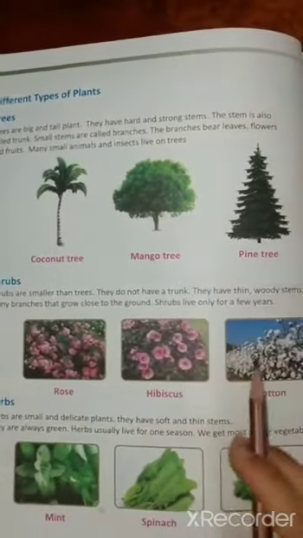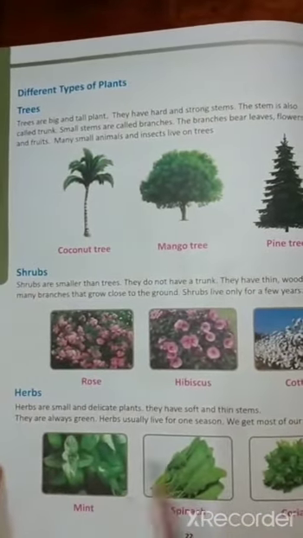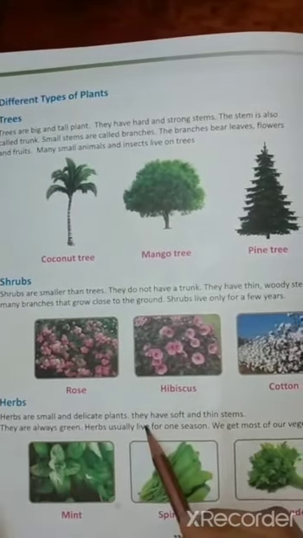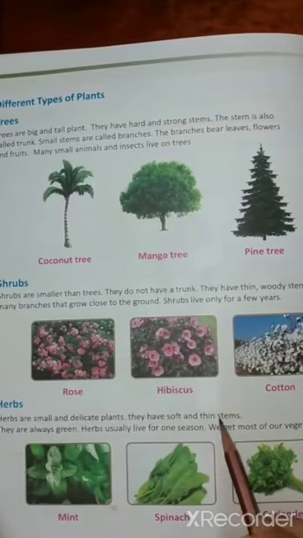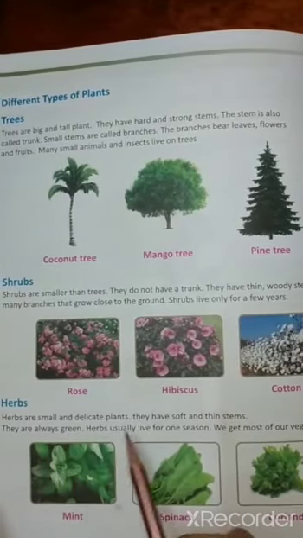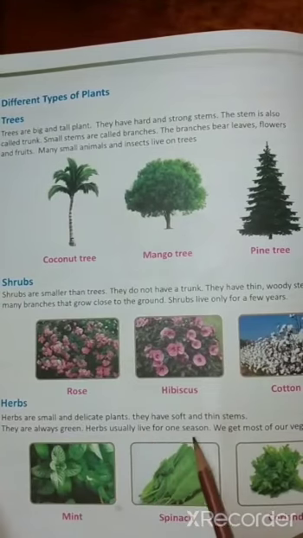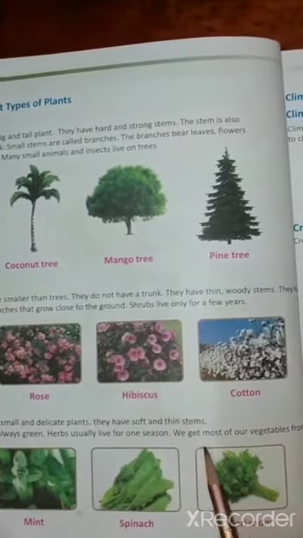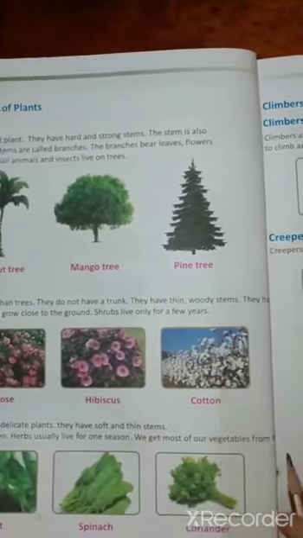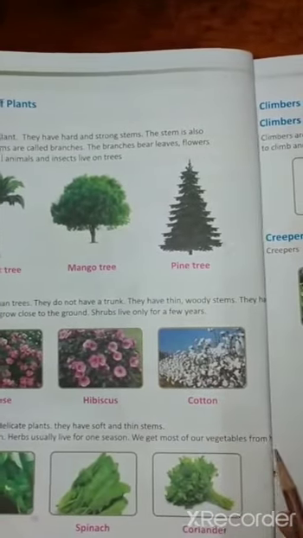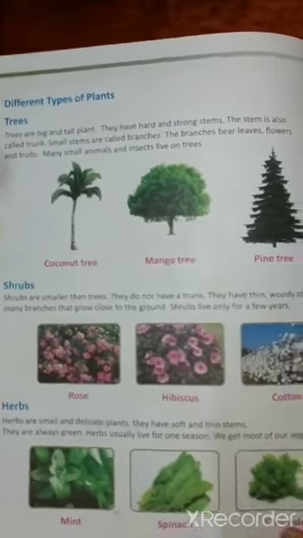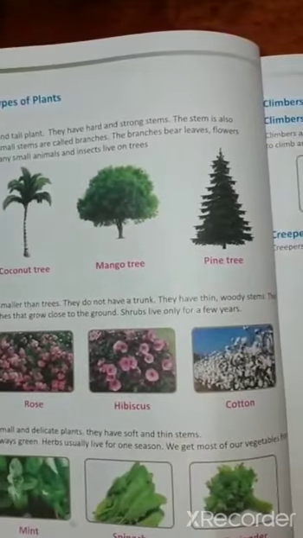Okay, now we have herbs. Herbs are small and delicate plants. They have soft and thin stems. They are always green. Herbs usually live for one season. We get most of our vegetables from them. Okay, so you can see we have mint, we have spinach, we have coriander.